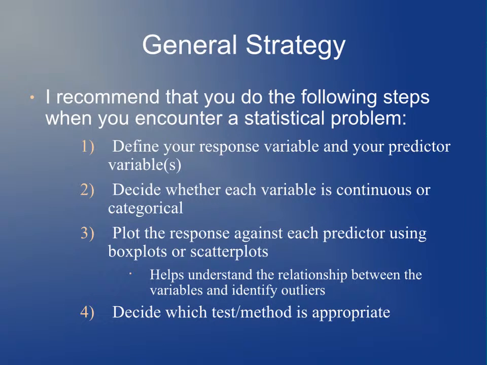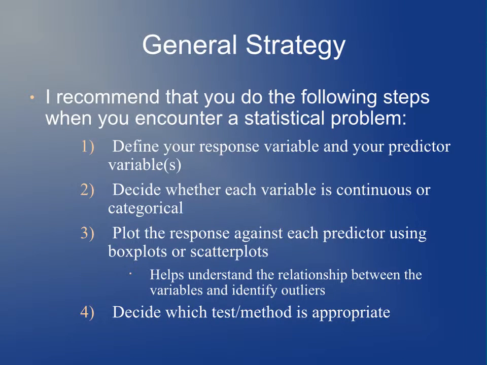Or if you wanted to see if smoking affects lung cancer, whether or not they developed cancer would be the response. Your predictor would be whether or not the person smokes. Then you should figure out whether each variable is continuous or categorical. As you recall, continuous is a numeric value that can take a continuous range. A categorical variable is something that can only assume a finite number of values.